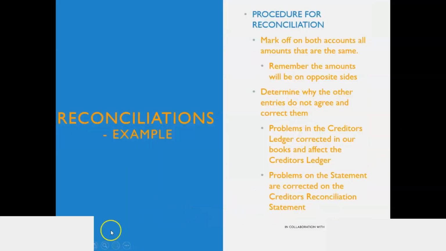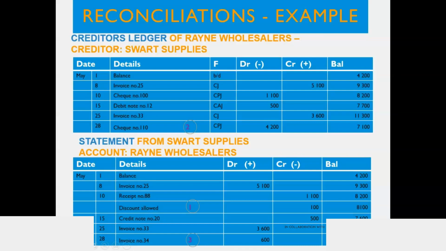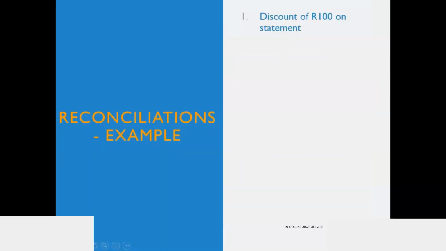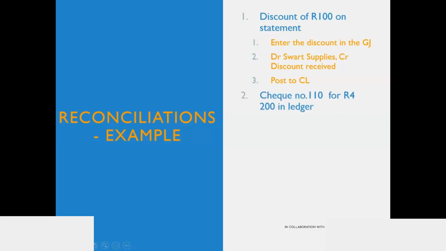Okay, so I'm not going to go through this one. I think this is what I was talking about just now. Let's move on. Obviously, as I said, there was suddenly a discount of 100 Rand that was not recognized. On our side, we don't have it, but they have a discount on their side, the statement. So we have to correct and make sure that we recognize that 100 as we correct the things.